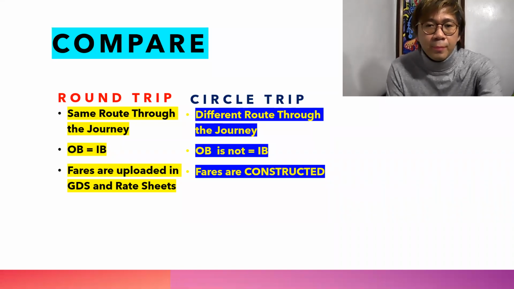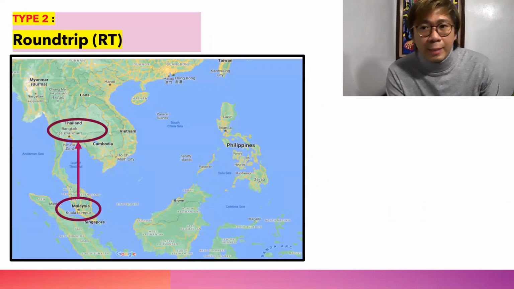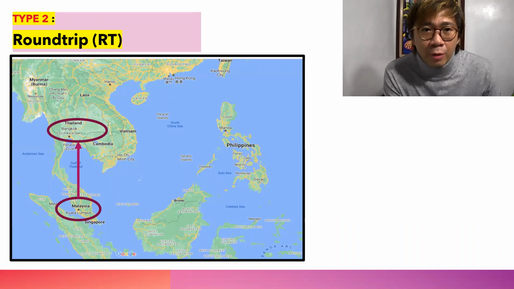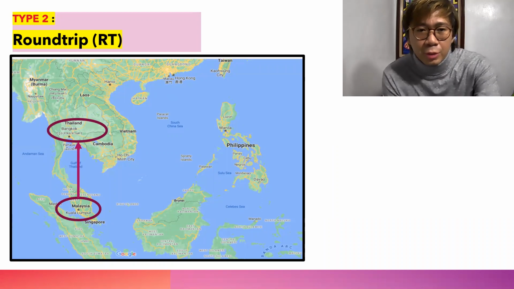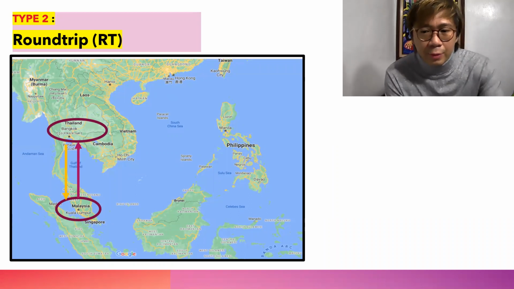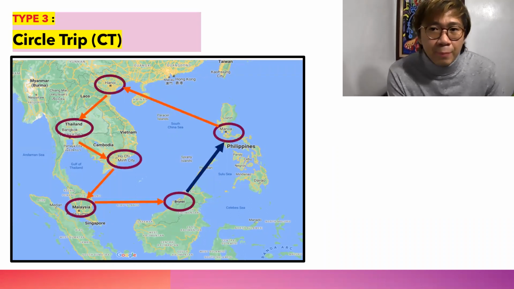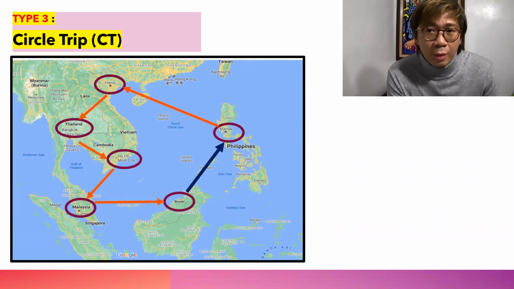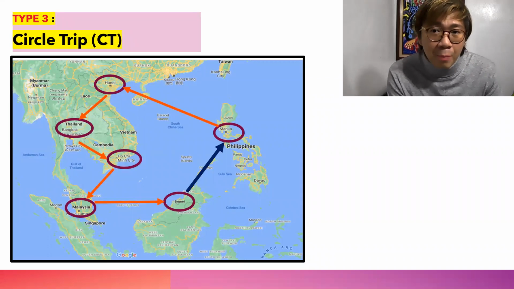Okay. Next. So, analogy ulit. So, let's go back with the round trip. So, round trip is composed of equal parts of outbound and inbound sector as shown. So, violet line for outbound and yellow line for the inbound sector. Now, for the circle trip, as I did mention a while ago, it's not equal. So, which one is your outbound and which one is your inbound? For this scenario, it could be mas mahaba yung outbound niya. Pero possible din naman mas mahaba yung inbound.